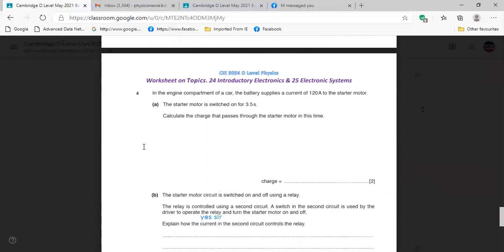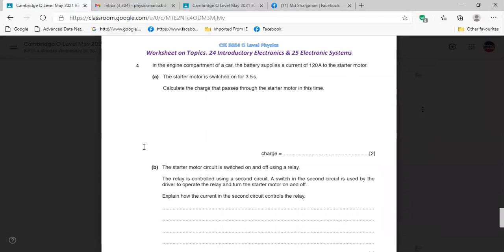Yes, sir. Question number 4. Continue. In the engine compartment of a car, the battery supplies a current of 120 ampere to the starter motor. The starter motor is switched on for 3.5 seconds. Calculate the charge that passes through the starter motor in this time. Q equals IT, right? 120 into 3.5. Yes, 420 coulomb, right? Yes, sir.